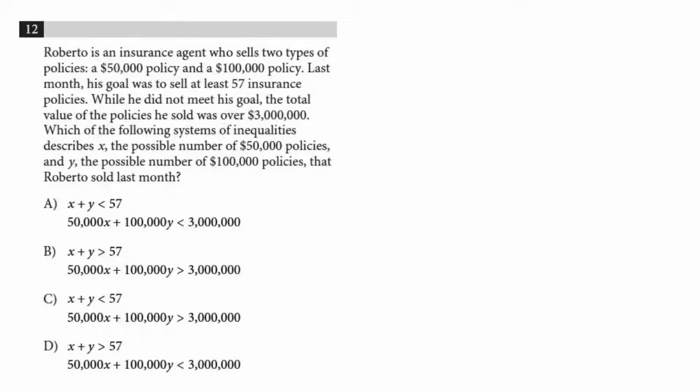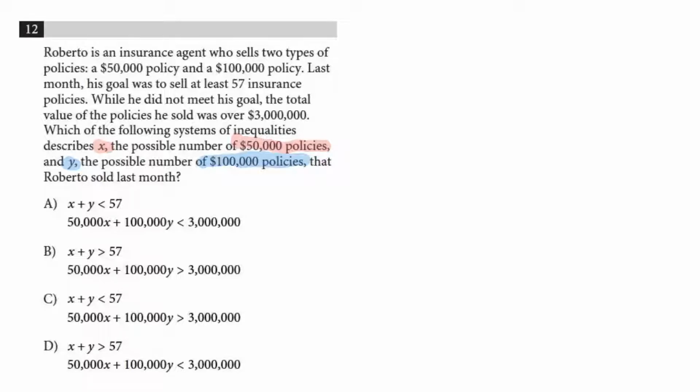Roberto is an insurance agent who sells 2 types of policies, a $50,000 policy and a $100,000 policy. Last month, his goal was to sell at least 57 insurance policies. While he did not meet his goal, the total value of the policies he sold was over $3 million. Which of the following systems of inequalities describes X, the possible number of $50,000 policies? Okay, I'm going to highlight that. So X is $50,000 policies, and Y is $100,000 policies.